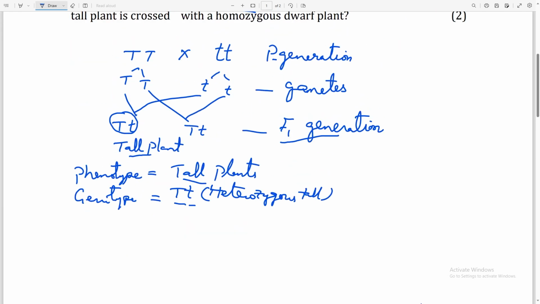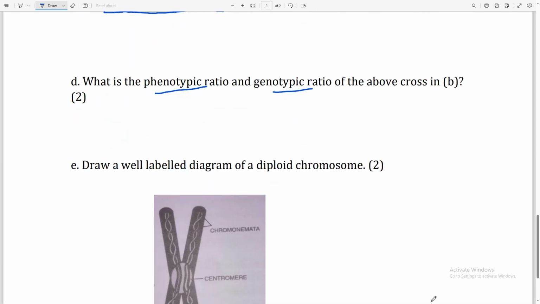Capital T, small t, and all the plants are tall. So the phenotypic ratio is 1. Genotypic ratio is also 1. Because the phenotypic ratio, as we get the phenotype, all the plants are tall, and genotypic ratio, we are getting this is the genotype. So this is 1 and this is also 1. So it carries 2 mark. I hope it is clear, because there is no existence of 1:0. There is no existence. That's why the ratio is 1.